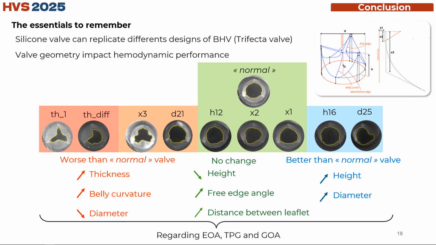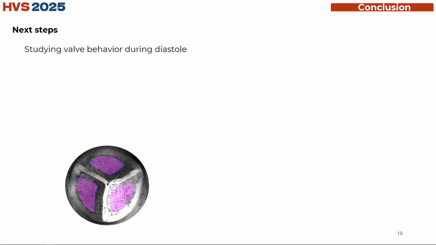So the thickness of the leaflet, the belly curvature, and the small diameter worsen the result across all metrics, and the bigger height and diameter improve the hemodynamic performance in the valve. And this parametric approach can be used to optimize future valve design. So the next step will be studying the valve behavior during diastole in order to assess the strain field on the leaflets.